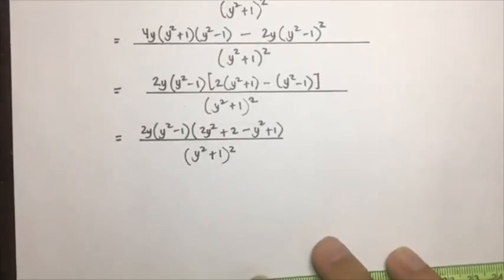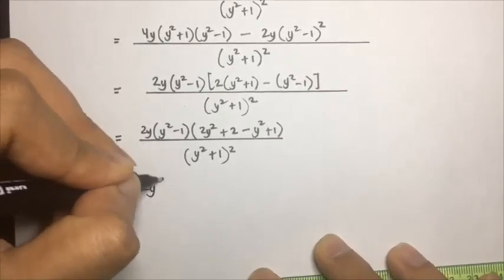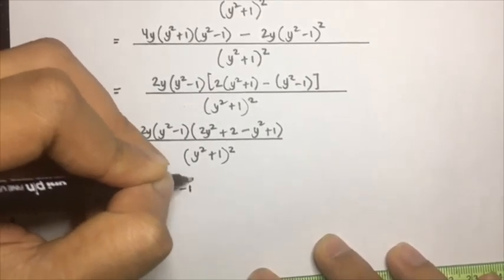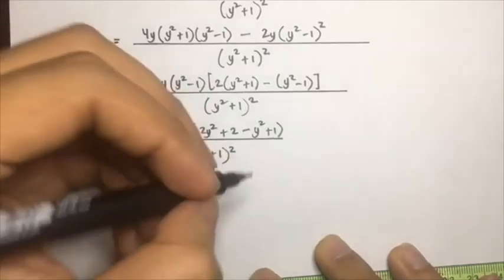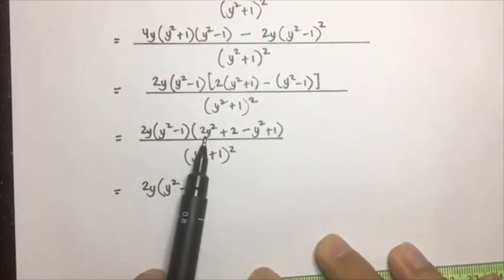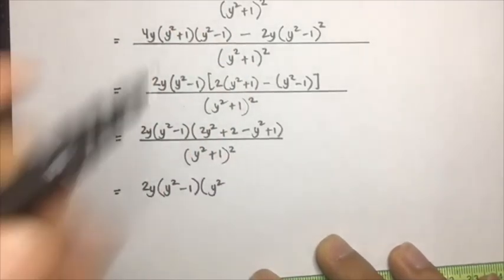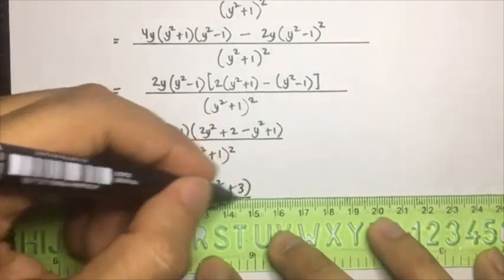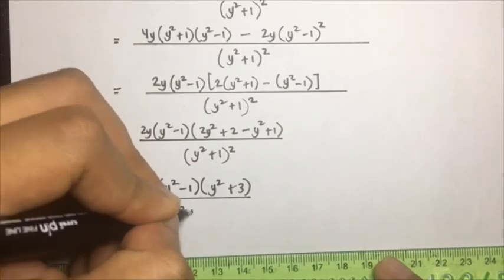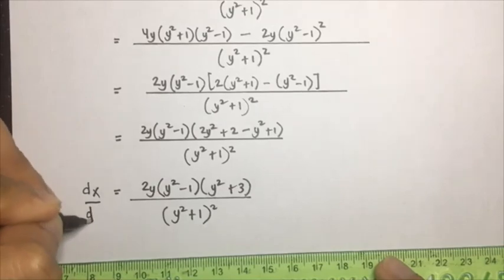Simplifying that, we will have 2y times y squared minus 1 times 2y squared minus y squared, that is y squared, and 2 plus 1, that is plus 3, over y squared plus 1 squared. So that is our dx over dy.